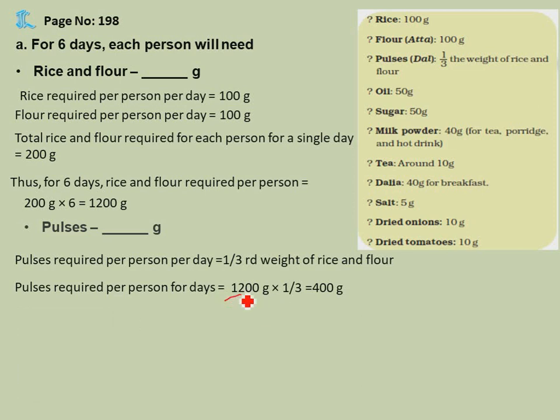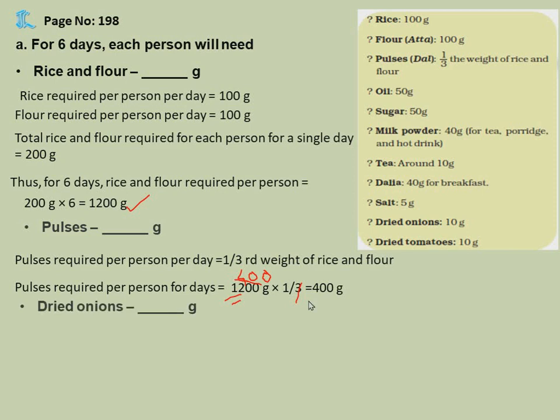Why did I do it directly here? Otherwise, again each day you have to calculate and multiply with 6. Already we did it here. That's how I have taken it directly. 1200 into 1 by 3. So if you cancel 3, 3 4s are 12, 3 times 0 is 0, 3 times 0 is 0. So you got 400. This is nothing but 1200 divided by 3 children.